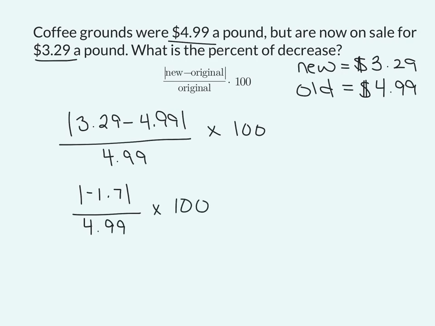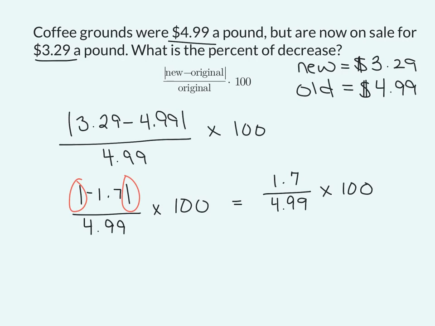Now notice that there are absolute value bars in the numerator position. Those bars tell me to make whatever value is inside those bars positive. So the negative 1.7 becomes a positive 1.7. Therefore, my new problem is 1.7 divided by 4.99 times 100.